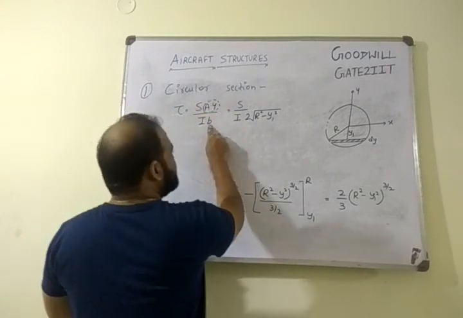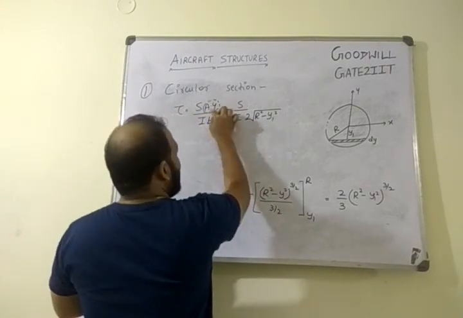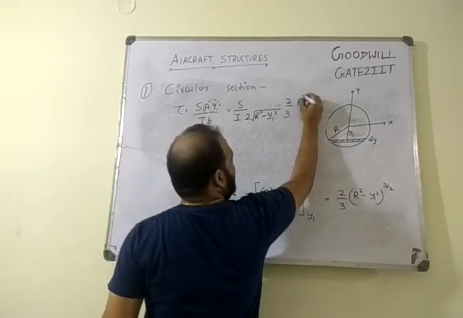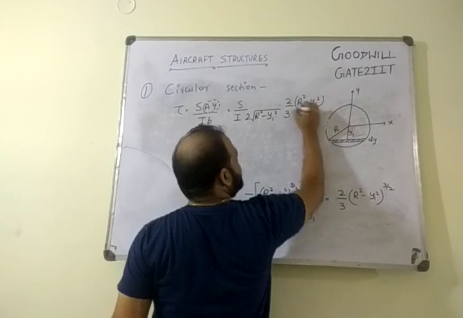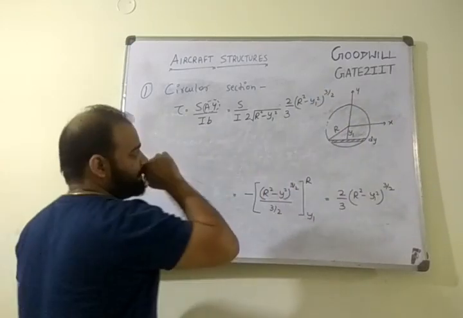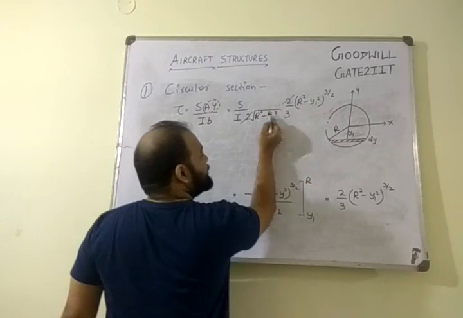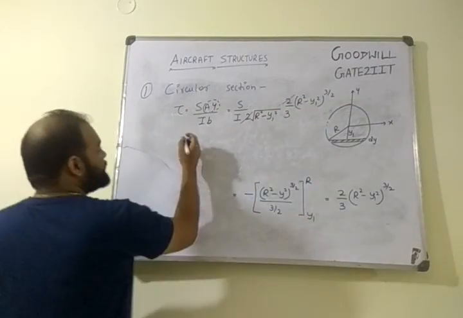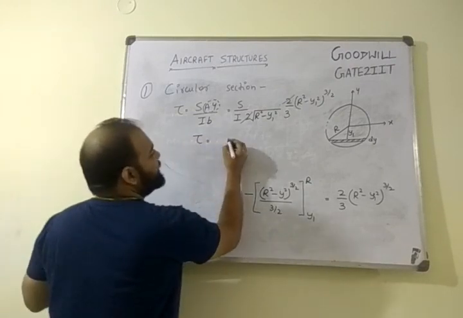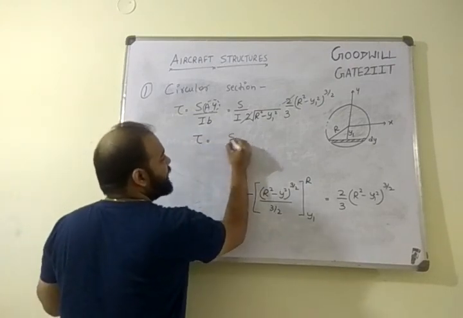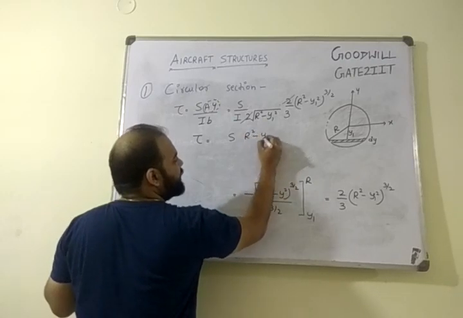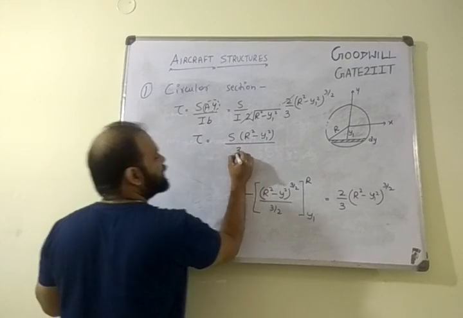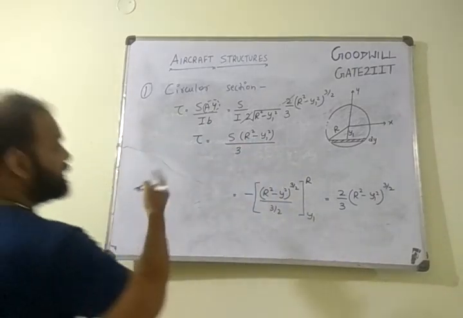Now, B is nothing but this here, and A y bar is this. So if I substitute this term here, 2 by 3 r square minus y1 square to the power 3 by 2. Let's cancel out a few terms. This 2 and 2 got cancelled out. This whole term will cancel out with this root. So now tau for you will be, tell me guys, please help me, S times r square minus y1 square divided by 3. You end up with this formula. And I have missed I.